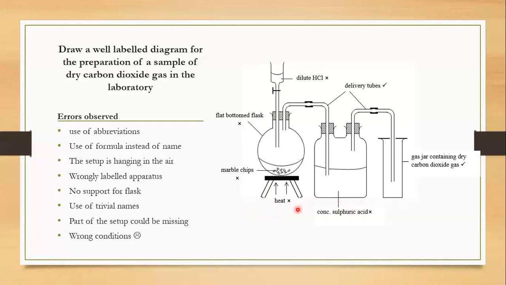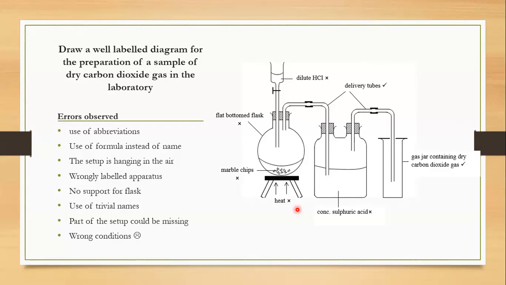When you draw a round-bottomed flask, try to support it with a clamp for your apparatus to be in very good working condition. And even part of the setup is missing. We know that the first section for preparing a gas must be the production. Then we have to remove impurities. This learner did not show us any setup where they are removing impurities from the gas that has been produced.